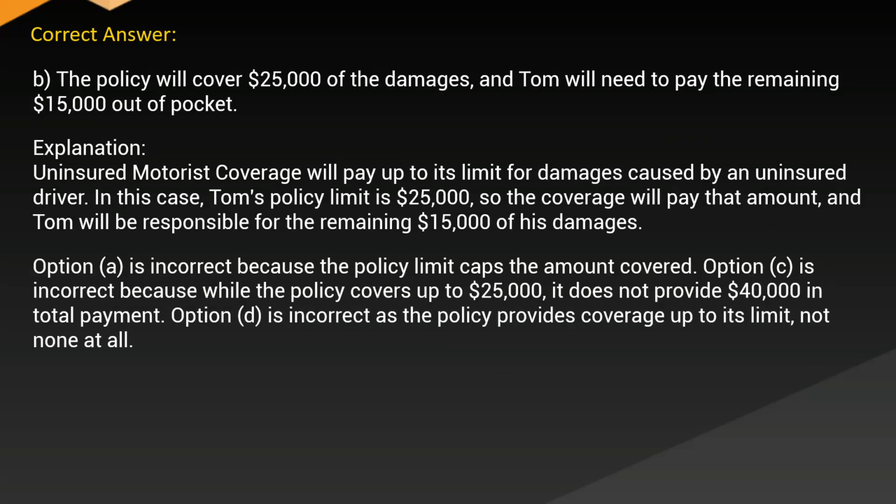Correct answer. B. The policy will cover $25,000 of the damages and Tom will need to pay the remaining $15,000 out of pocket. Explanation. Uninsured motorist coverage will pay up to its limit for damages caused by an uninsured driver. In this case, Tom's policy limit is $25,000, so the coverage will pay that amount and Tom will be responsible for the remaining $15,000 of his damages.